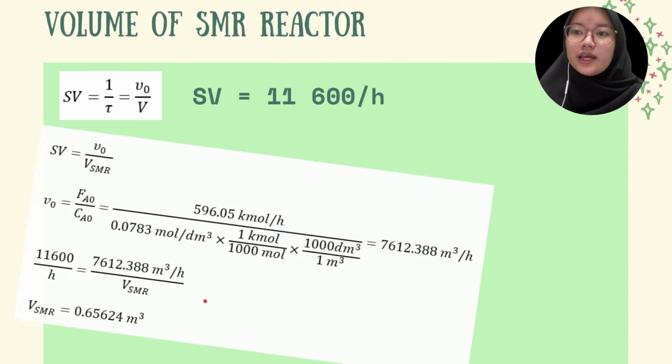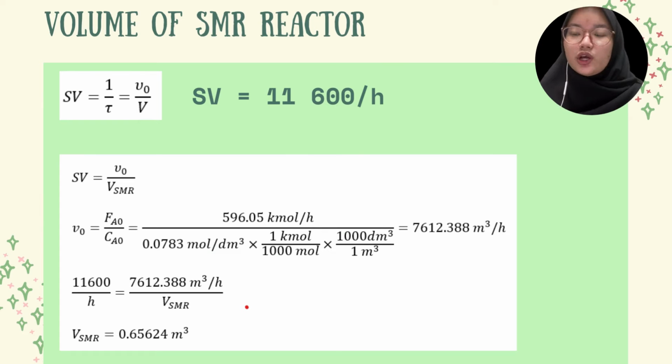The volume of the SMR reactor is calculated by using the space velocity of the reaction. Here, the equation is space velocity is equal to volumetric flow rate over volume of reactor. First, we calculate the volumetric flow rate of the feed using the formula FA0 over CA0 and we obtain the volumetric flow rate at 7612.388 m cube per hour.